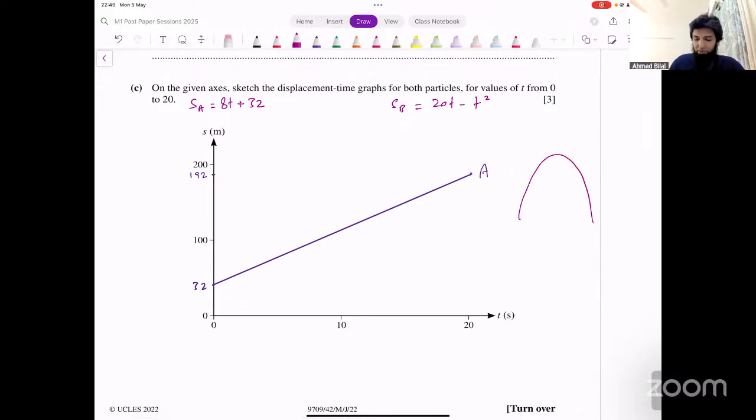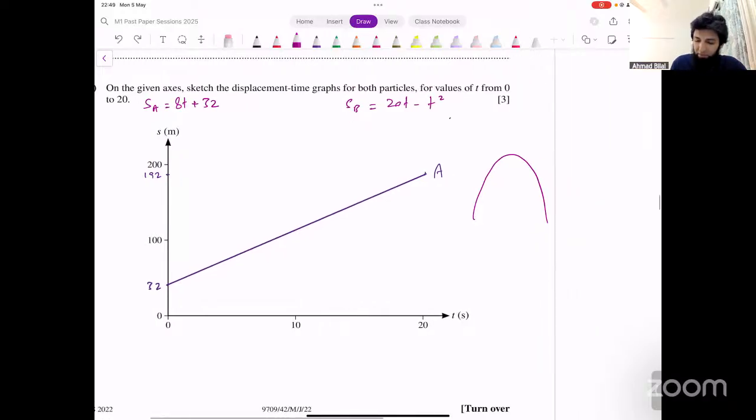Now, what part of this graph is going to be here? We can find the x-intercepts of this. Put s equal to 0. What does that give you? 20t minus t squared equal to 0. Displacement is 0 at 2 points. Take t common. t into 20 minus t equal to 0. And that gives you t equals 20 and t equals 0.